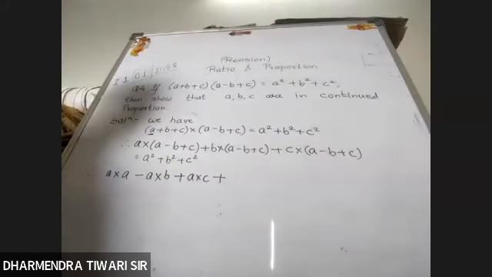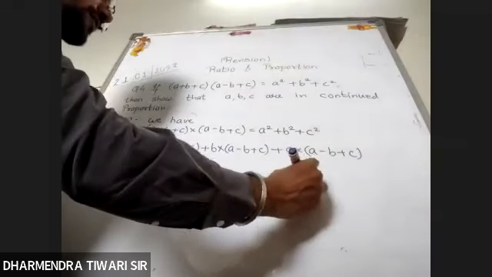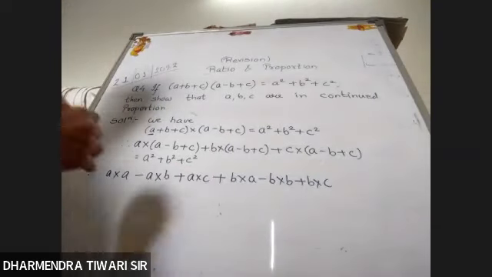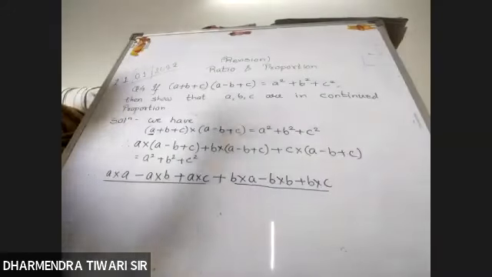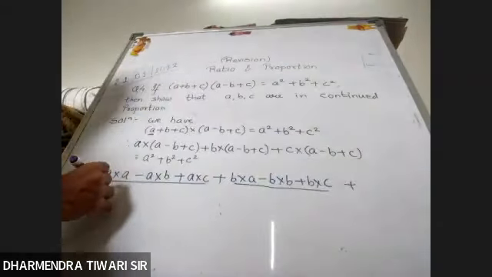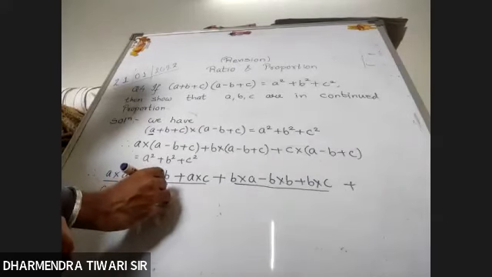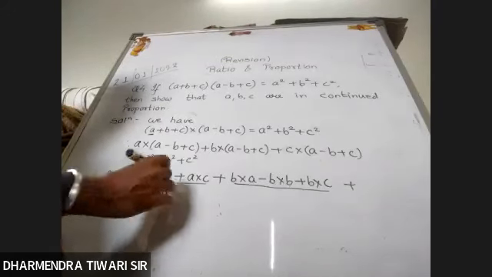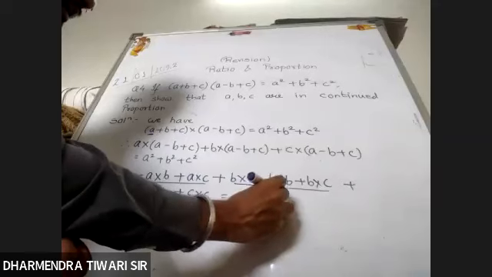Plus, now open the bracket along with B. So B into A, plus B into minus B, plus minus minus, and plus B into C, plus plus plus. Okay, so these were all the terms when the first bracket is opened. These are all those terms when we have opened the bracket along with B. Plus C into A, plus C into minus B, plus minus minus, and C into C, plus plus plus, is equal to A square plus B square plus C square.